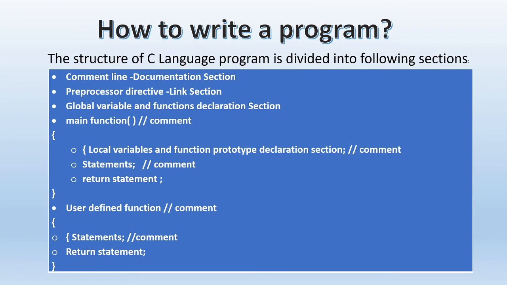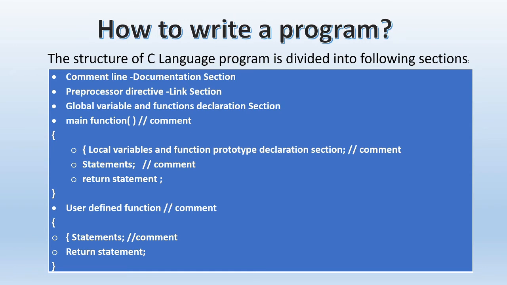Now, after knowing the prerequisites, we are about to write a program. Before writing, we need to understand the structure of a C program. It is divided into various sections, as you can see on the screen. Normally in a C program, the first line is the comment line or documentation section, where you write what your program is doing. Then you have the preprocessor directive or link section, where you include your standard files with the help of the preprocessor directive. After that you have space reserved for global variables and function declarations.